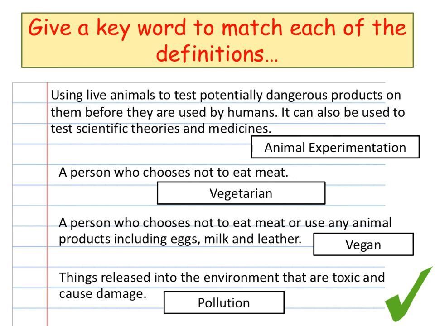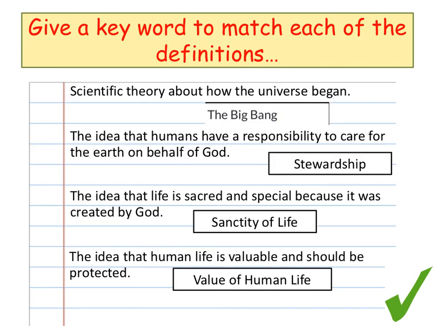Things released into the environment that are toxic and cause damage is pollution. A scientific theory about how the universe began is the Big Bang. The idea that humans have a responsibility to care for the earth on behalf of God is stewardship. The idea that life is sacred and special because it was created by God is the sanctity of life. The idea that human life is valuable and should be protected is the value of human life.